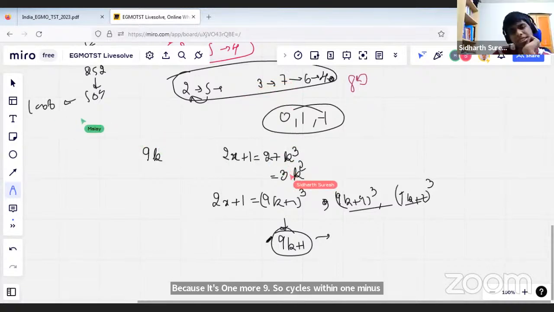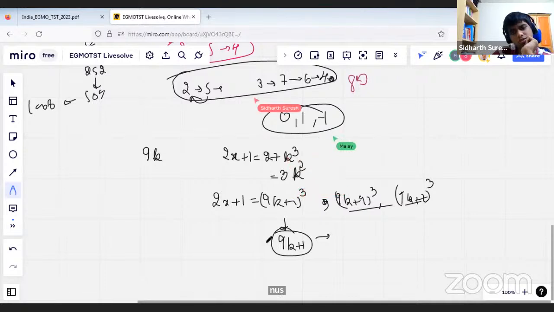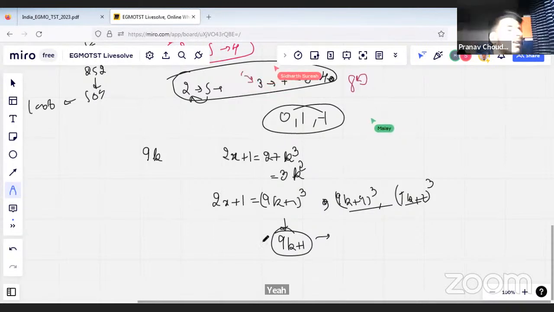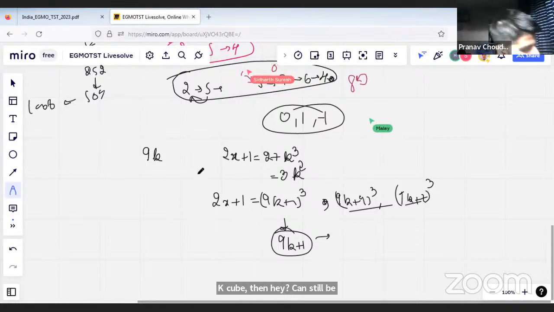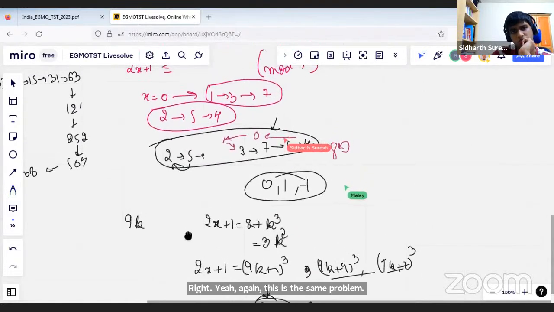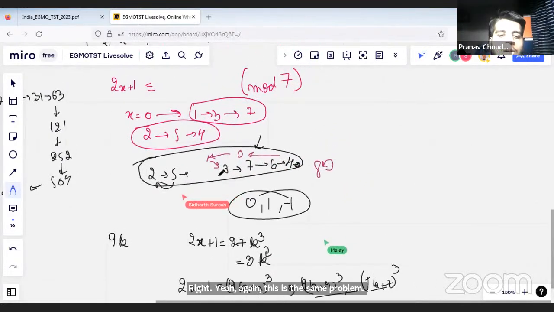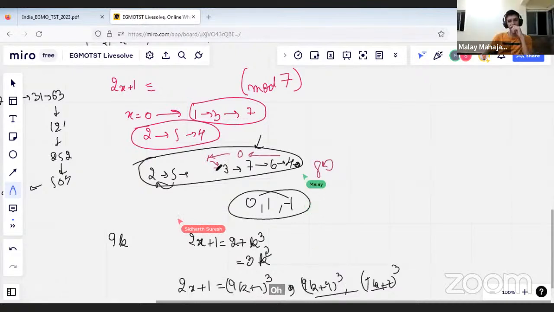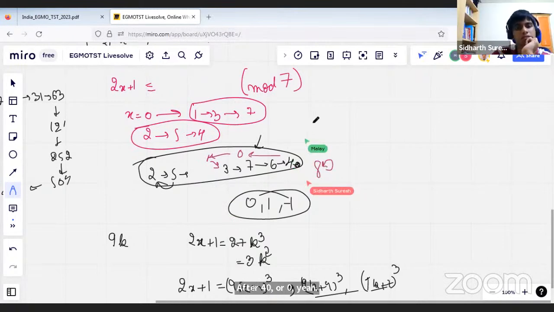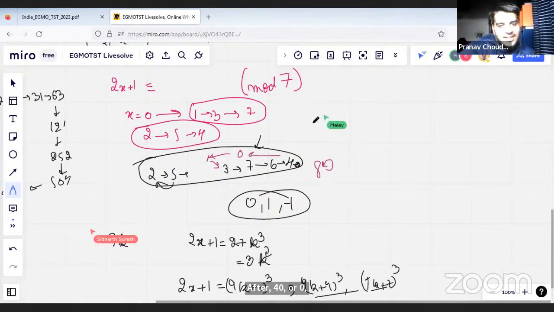I didn't get why 3k is an issue. Yeah, it's not an issue, I think, because k can be divisible by 9. Like if 2x plus 1 is 27k cube, then k can still be. Yeah, again, it's the same problem. Like only 2 and 5 are disallowed, right? Everything else is allowed. Because after 4 you have 0. Yes, symmetric. Even 8 is in a cycle of its own. Yes, what genius calculations I have.